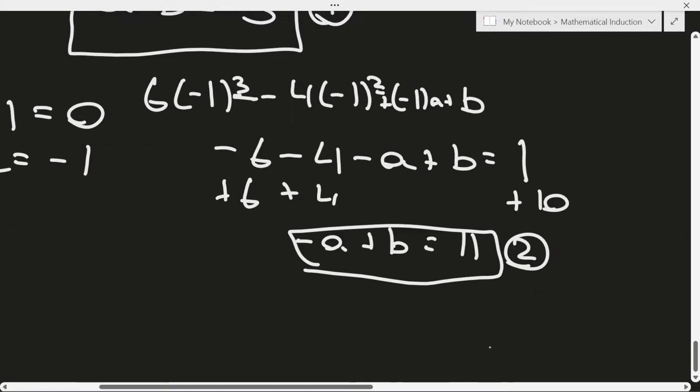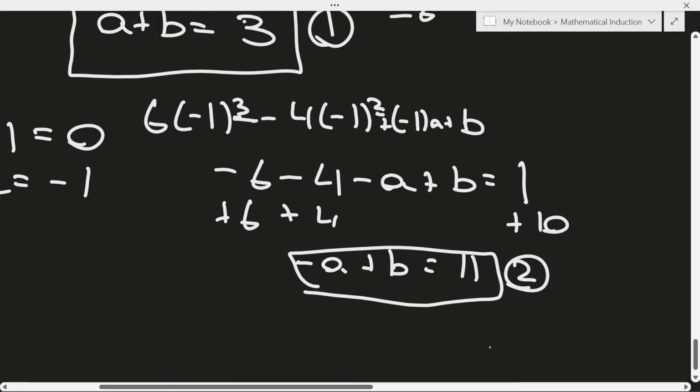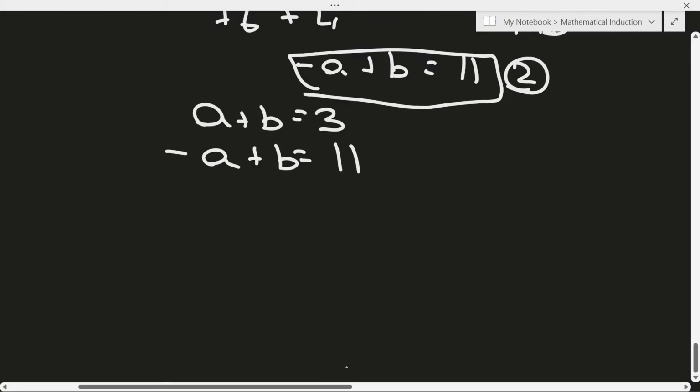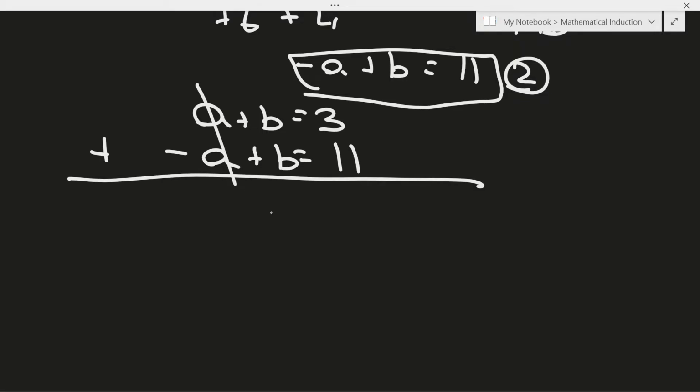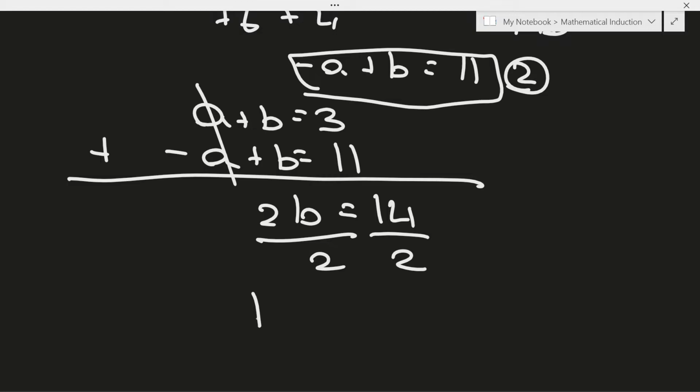So now that we have two equations, we can use simultaneous equations, right? So we have a plus b equals 3, and we have minus a plus b equals 11. What this tells us is that if we add these two equations together, these two will cancel out, and we'll have 2b is equal to 14, over 2 over 2, b is equal to 7.